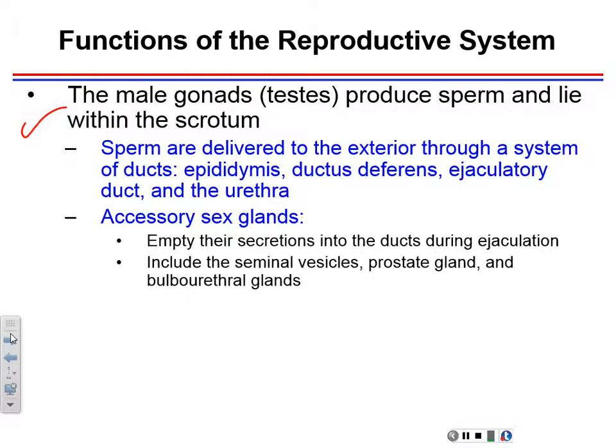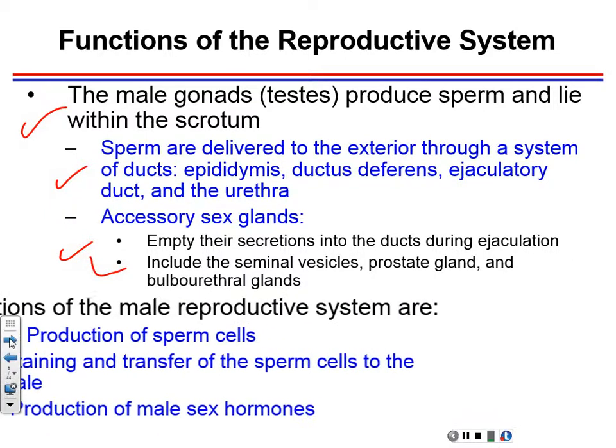So those are the ductwork, and then another group of accessory organs will be the glands that secrete all the secretions. We'll talk about each one of them, starting with the prostate, the seminal vesicles, and the bulbourethral glands. And we'll talk about all the secretions from each of those.